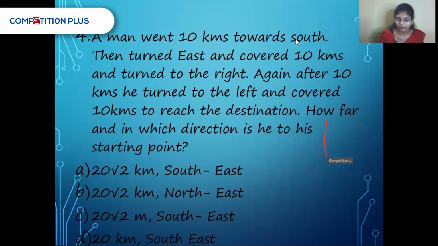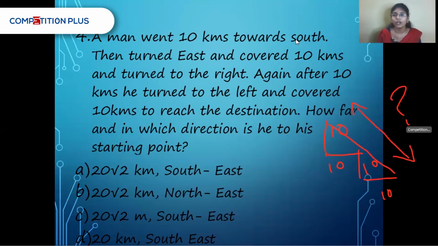So this is what our diagram is. 10, 10, 10 and 10. That is the distance covered by the person. The distance between the starting and the ending point is what we have to find now. That is, you are finding the diagonal of this map.